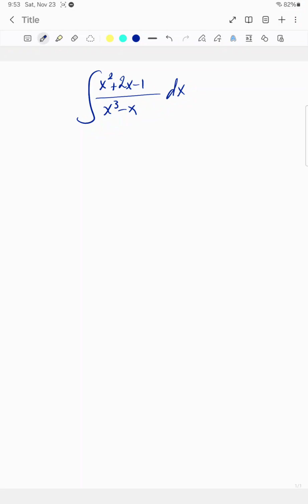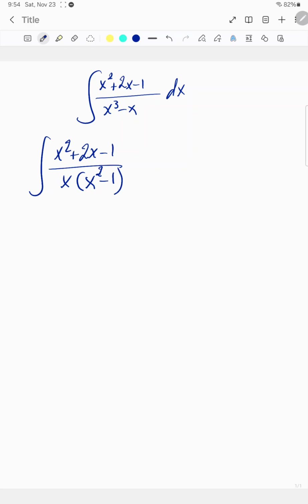In this video, we will evaluate the following integral, and the technique I will be using is integration by parts and difference between a square minus b square, stuff like that. Okay, so let's start. If I look at my integral, I see in my denominator, I can factor out x. So my integral becomes x squared plus 2x minus 1 divided by x times x squared minus 1.